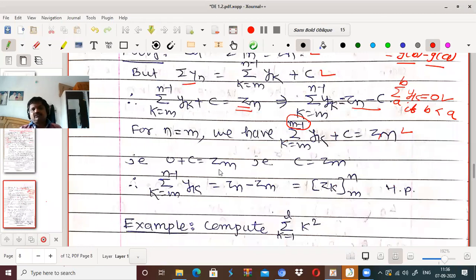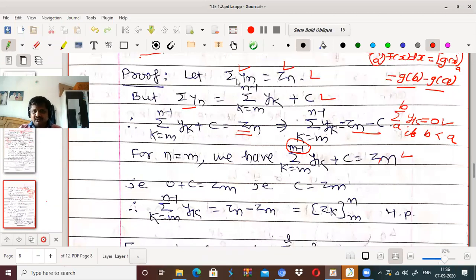So 0 plus c equal to zm, that is c equals zm, and therefore summation k from m to n minus 1 of yk equals zn minus zm, that can be written as z of k from m to n. For this we have considered this one, and the relation is this one. How to prove it? I think you have proved it, or I will again explain it.